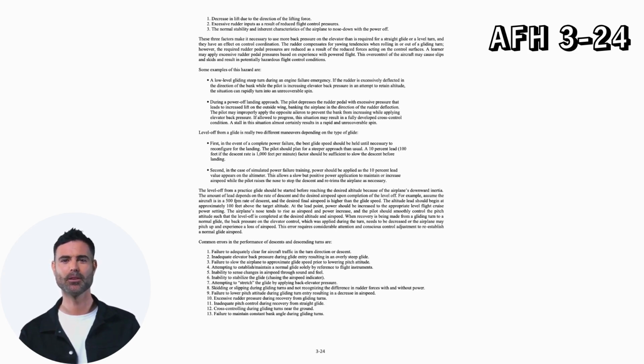8. Skidding or slipping during gliding turns and not recognizing the difference in rudder forces with and without power. 9. Failure to lower pitch attitude during gliding turn entry, resulting in a decrease in airspeed. 10. Excessive rudder pressure during recovery from gliding turns. 11. Inadequate pitch control during recovery from straight glide. 12. Cross-controlling during gliding turns near the ground. 13. Failure to maintain constant bank angle during gliding turns.